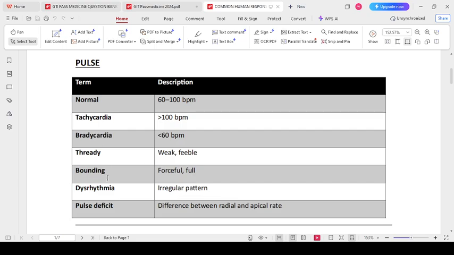There are some patterns of the pulse which we come across on feeling, like thready, it means weak and feeble pulse. Bounding means full and forceful pulse. Dysrhythmia means irregular pattern, like we will discuss in atrial fibrillation and SVT. Pulse deficit means there is a difference between the radial and the apical rate.